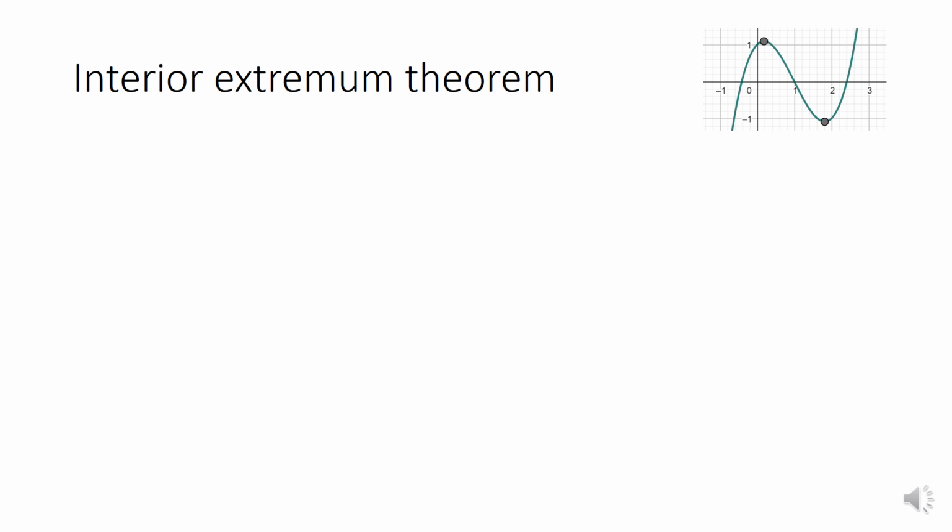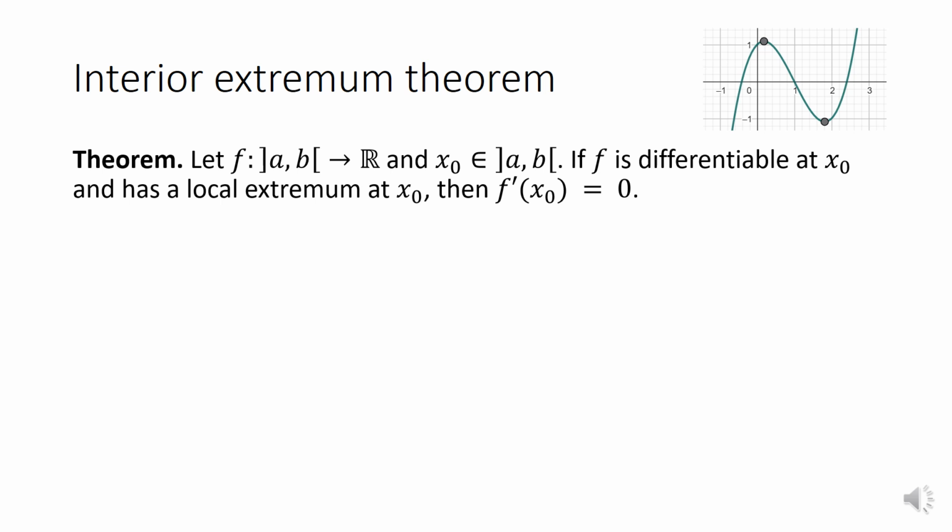We now come to an important theorem of differential calculus that helps determine local extrema of a differentiable function. Let f be a real function on the open interval from a to b, and let x0 be a member of this interval. If f is differentiable at x0 and has a local extremum at x0, then f prime of x0 is equal to 0. Note that the vanishing derivative is a necessary but not sufficient condition for a local extremum at x0.